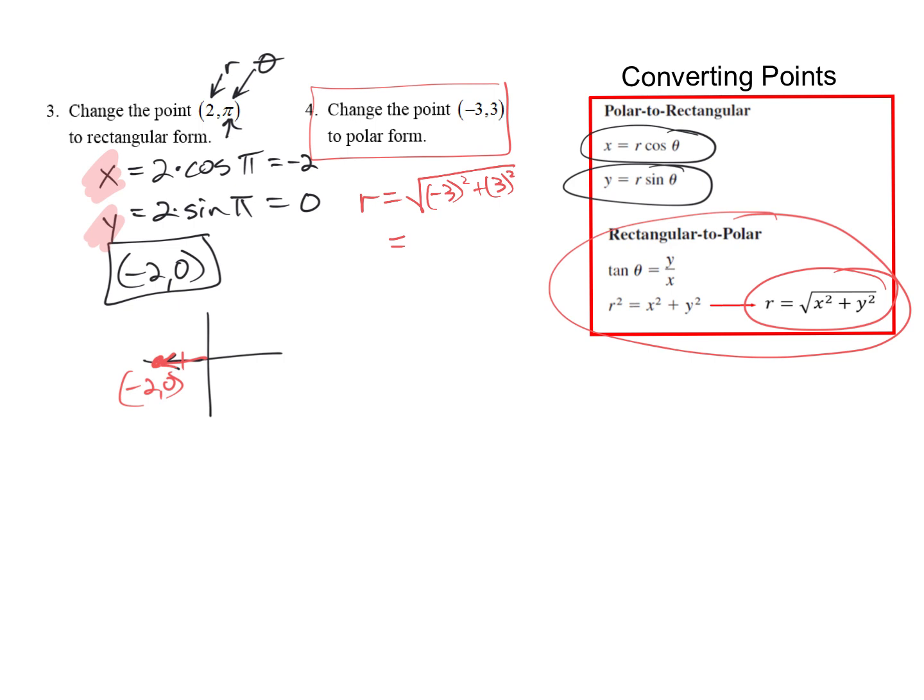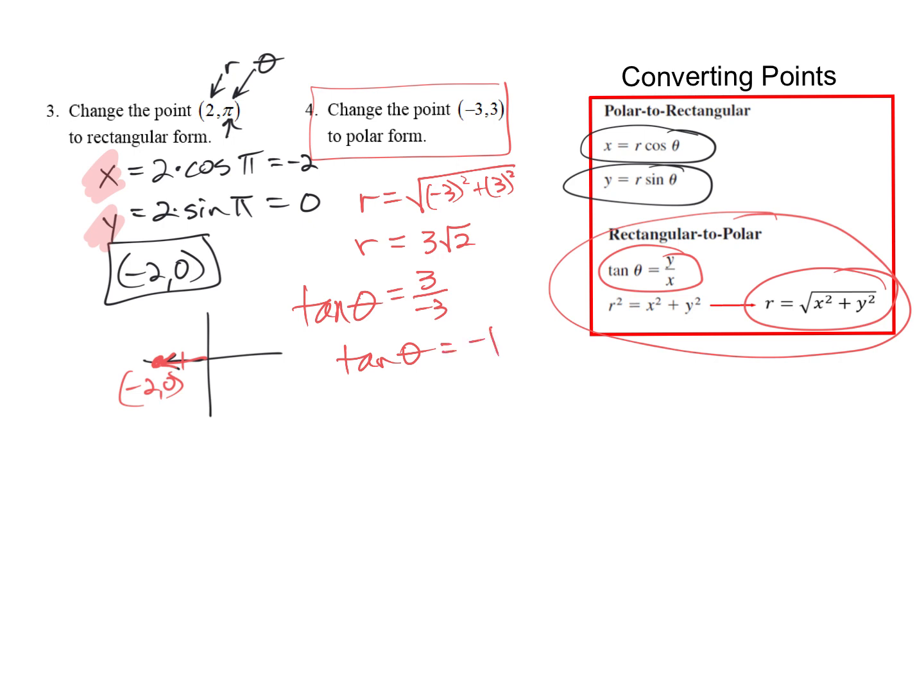Yeah, square root of 18, what's that simplify to? 3 square root of 2. Right, 3 square root of 2. So that's r. And then I need theta. So I'll use my other formula here. The tangent of theta is going to be y over x, which was 3 over negative 3, or where is the tangent of theta equal to negative 1?